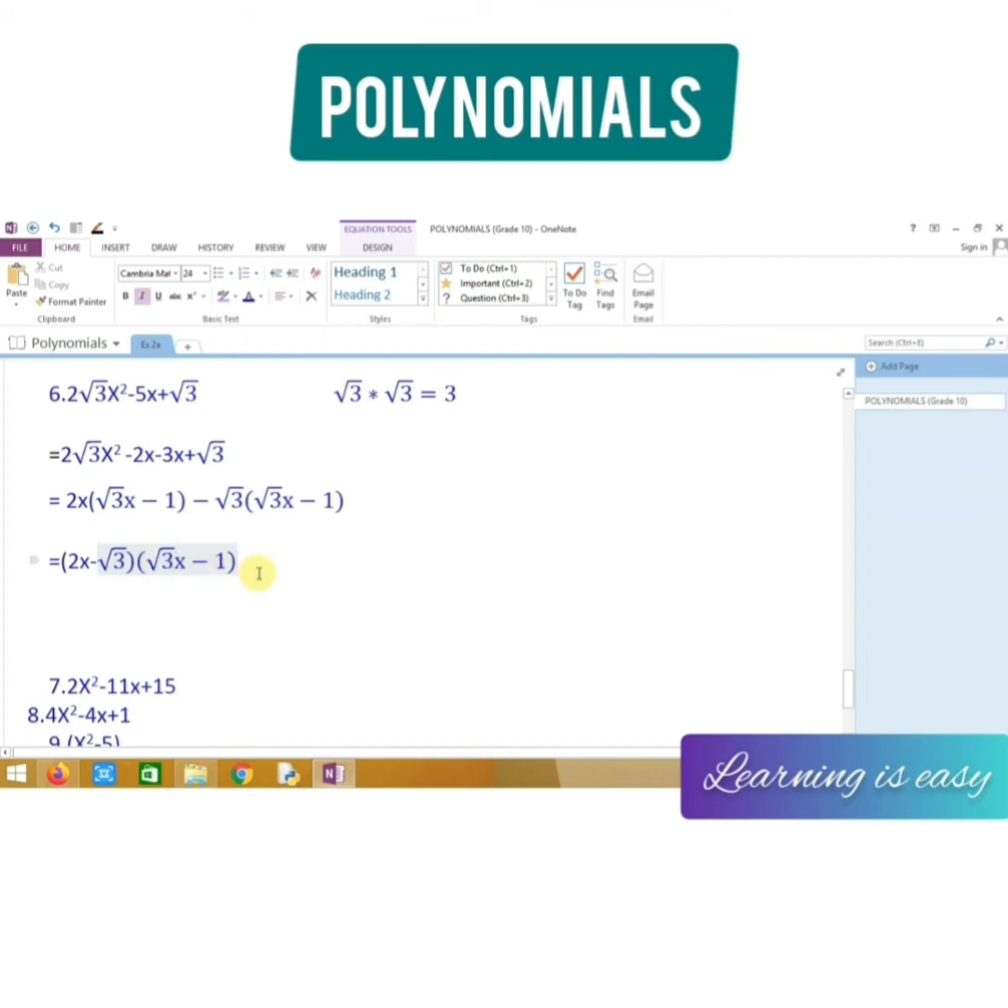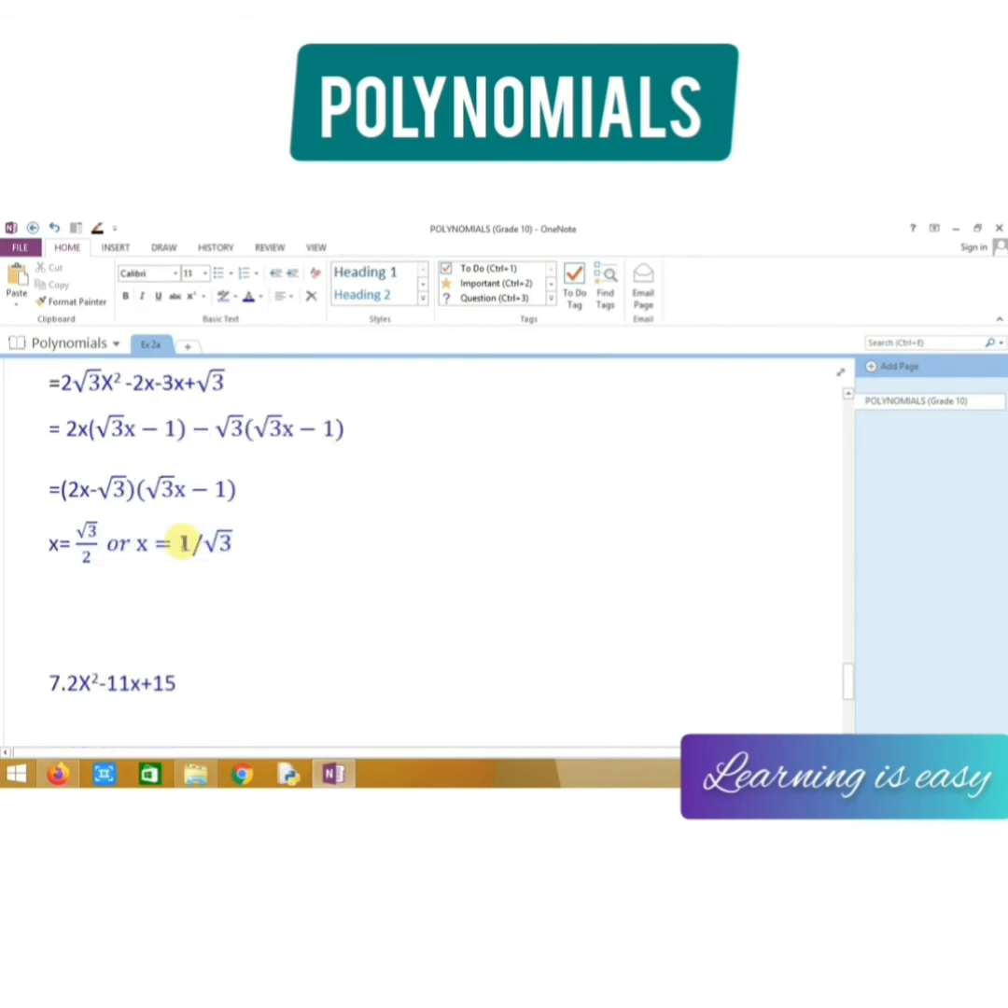So the value of x here can be square root of 3 by 2 and 1 by square root of 3. So these are the two values of x. We need to verify with the given x values, sum of zeros and product of zeros.